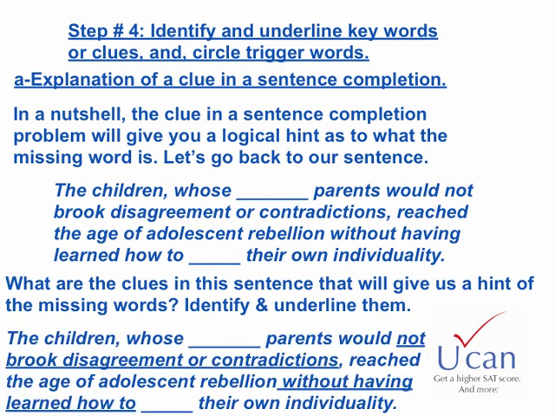Bingo. If you locked in on "not brook disagreement or contradictions" as the clue that will give you a hint as to the word that is missing for word number 1, you rock. You got it, okay? A second clue will be "without having learned how to blank their individuality," okay? So let's see how this all fits together, all right? Let's go on to step 5.